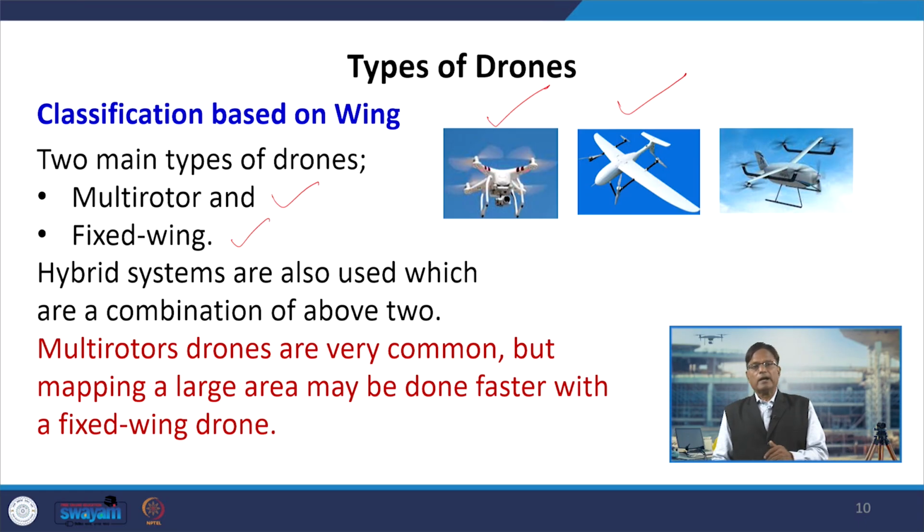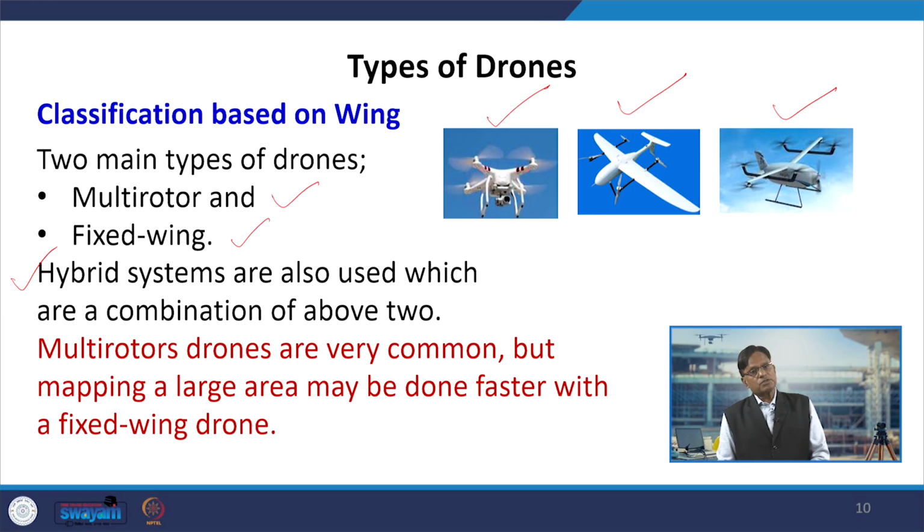But there is a third category which is coming up, which is the hybrid system, and it is becoming quite popular because it is deriving the advantages of the multi-rotor and the fixed wing. These are shown in the third picture here. So it has the rotors on the fixed wing.